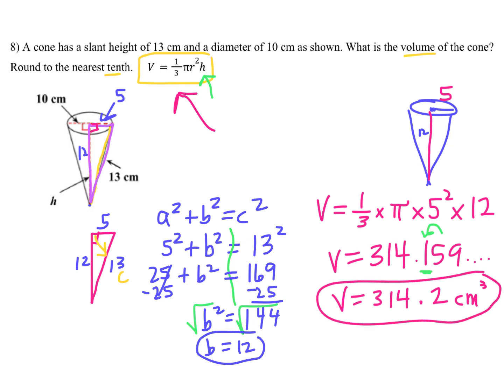Whew. Okay, so that was a lot. So we had to pull out that right triangle and use Pythagorean theorem to get the height of the cone, not the slant height, and then use the height that we found in our formula and find the volume.